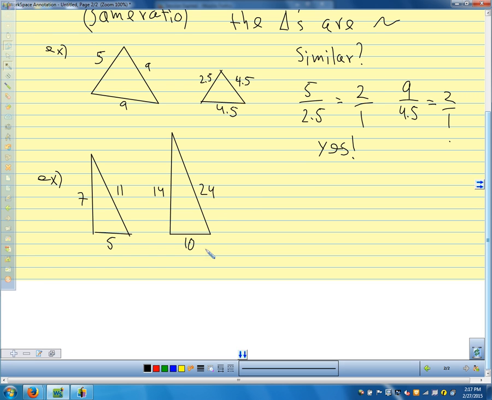All right, are these two similar? We need to do the same thing, check the ratios, make sure they're all the same. So what side am I going to match up with the 7? 14, why the 14? It's the middle one, right? Middle side. So 7 over 14 is what? 1/2? What are we going to match up with the 5? The 10? And that is 1/2. All right, so they're similar?